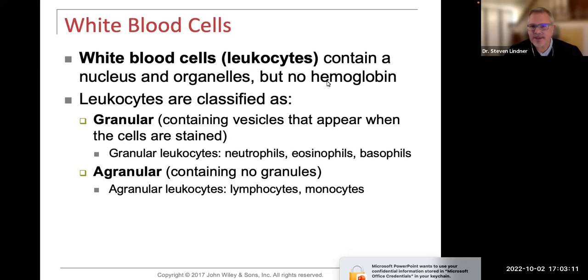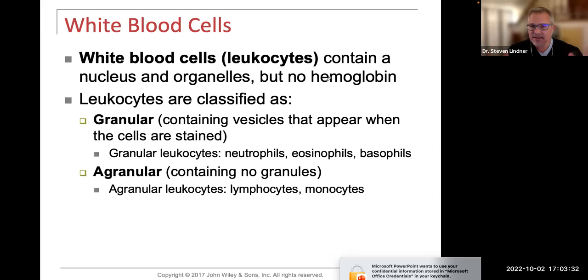In this next section, we're going to look at white blood cells, or the leukocytes. So the leukocytes contain a nucleus. They have organelles, but the white blood cells are not going to carry hemoglobin, which is what red blood cells carried.